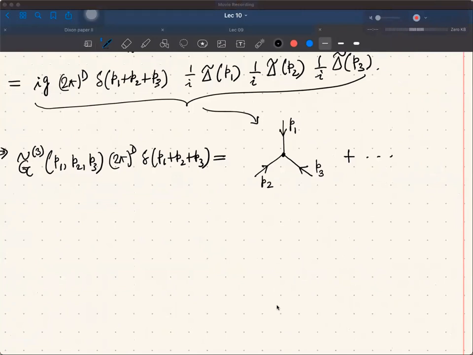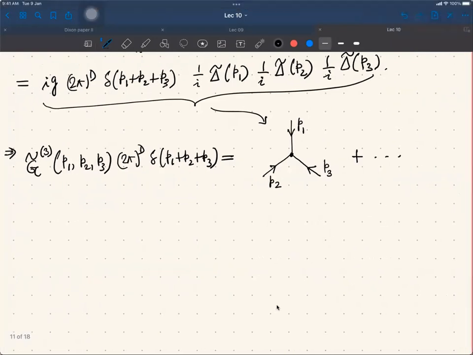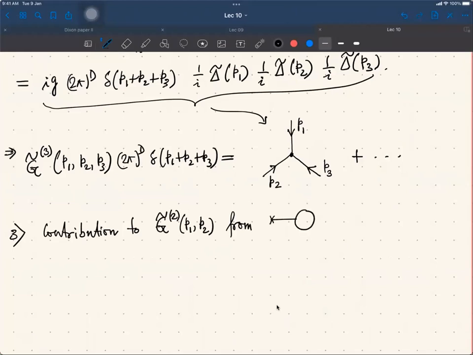So let's consider the simplest diagram with a loop, and that's the g squared correction to the propagator. The contribution to G tilde 2 of p1, p2 from this diagram. Okay, let's calculate that.